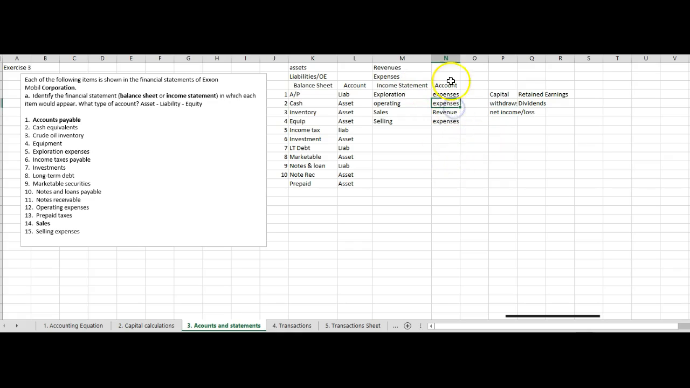Remember, an expense or a revenue is always found on the income statement. A liability, an asset, or an owner's equity, this here, is found on your balance sheet. And those are folded in from the statement of retained earnings. So that kind of gives you an overview of accounts. Again, we're going to close this up and we're going to go on to transactions next.